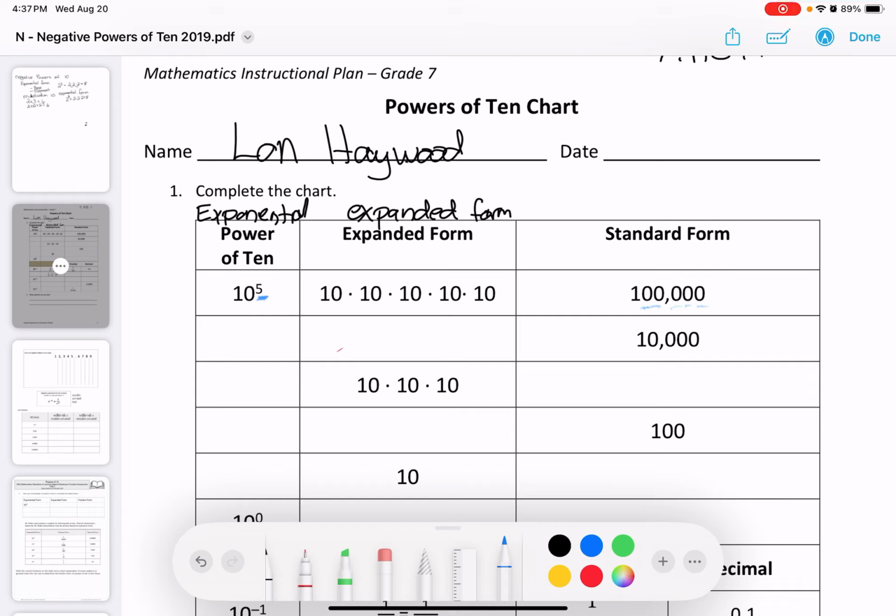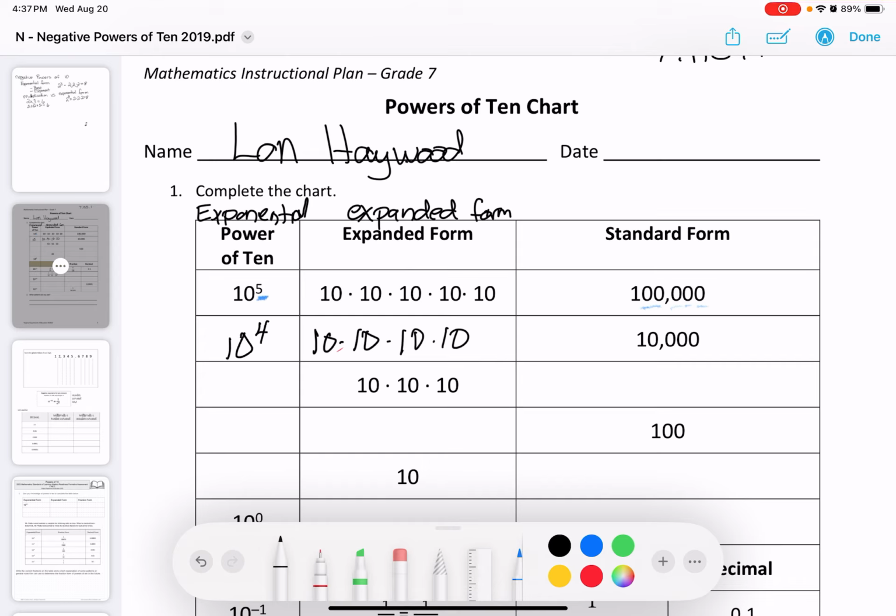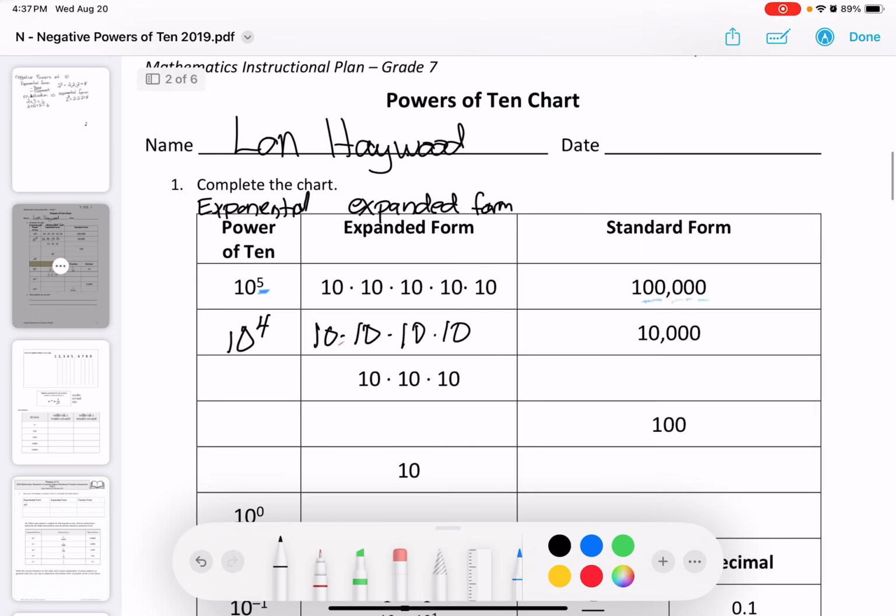In this case, we have 4 zeros after the 1. So that means we have 10 times 10 times 10 times 10. We're going to multiply that 4 times, and we know that that is 10 to the 4th. That fourth power means that we're going to have 4 zeros after that 1.